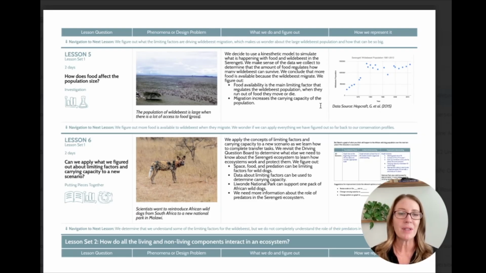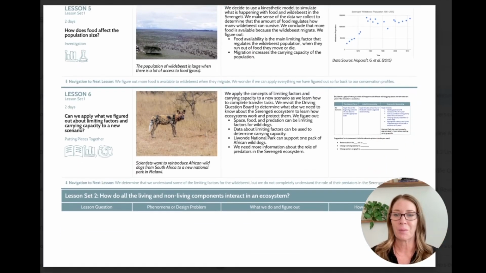And then we map the data and we can see that it goes up and down and up and down. And so what we realize is that an environment only can carry so many of the population of a species. And then when the food runs out, the population is going to go down because they starve. And so it goes up and down, a very common concept in biology.